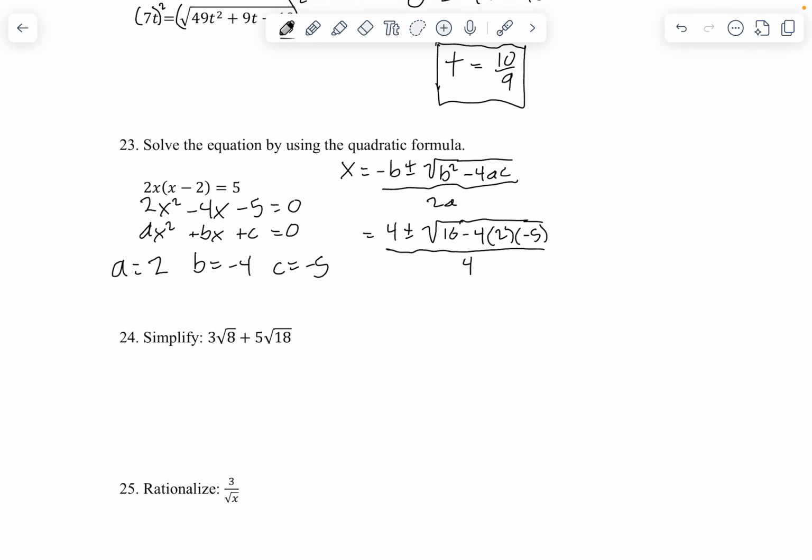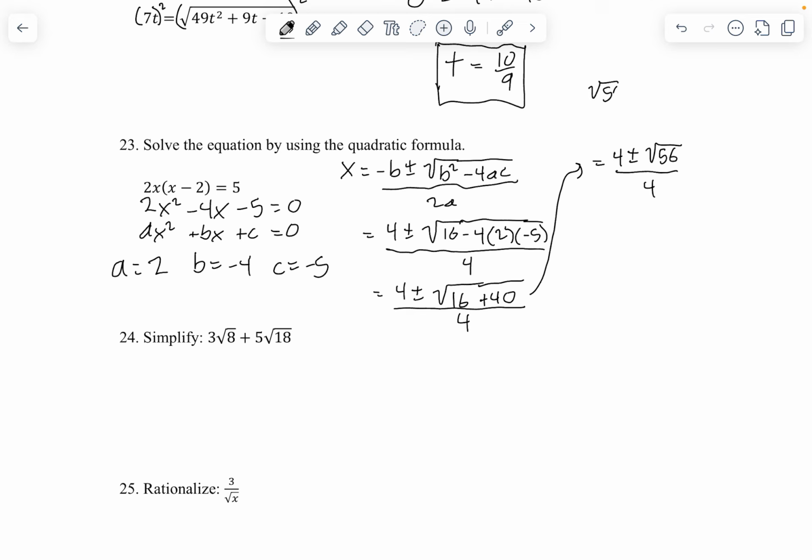Okay, let's see. This becomes 4 plus or minus square root of 16. Let's see, 4 times 2 times negative 5. This becomes, looks like 40. 16 plus 40 over 4. Okay, so this is 4 plus or minus the square root of 56 divided by 4. The square root of 56, I can simplify that.